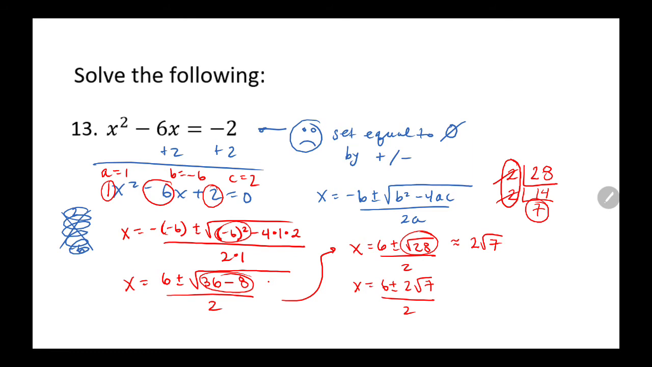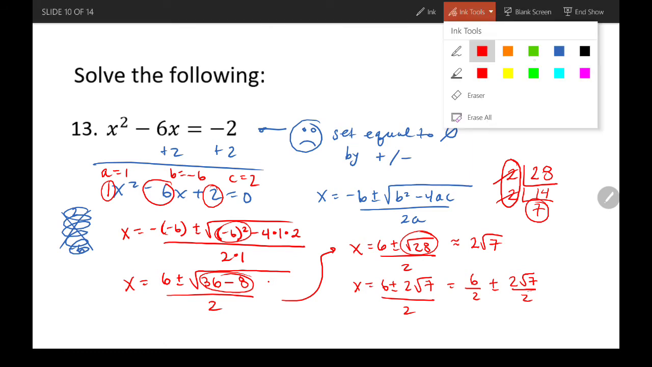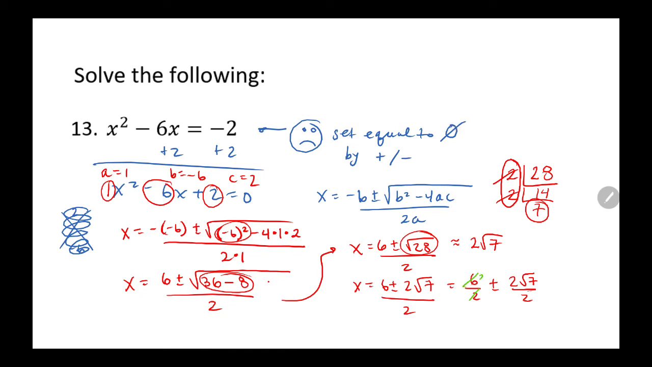Now some teachers might allow you to leave it like this. I like to break it up into 2 pieces right now. So here's what I mean. We're going to rewrite this as 6 over 2 plus or minus 2 root 7 over 2, because now by breaking it up, I can actually simplify my answer. So 6 over 2 just becomes 3 over 1, and 2 root 7 over 2, well, you can't simplify the root 7, but the 2's cancel to 1 over 1. So my final answer is 3 plus or minus root 7.